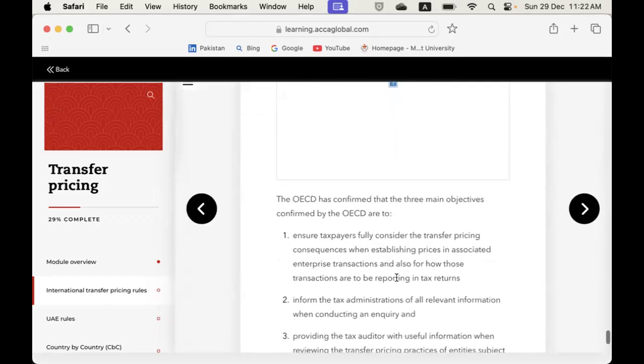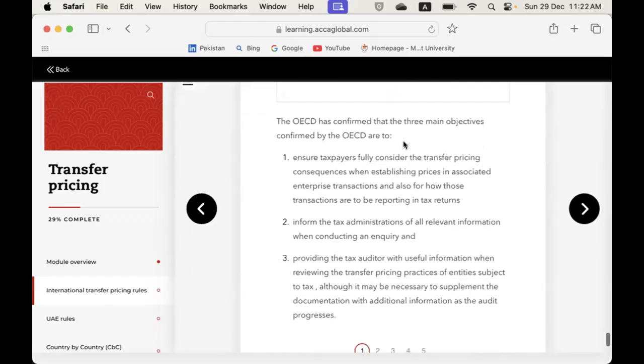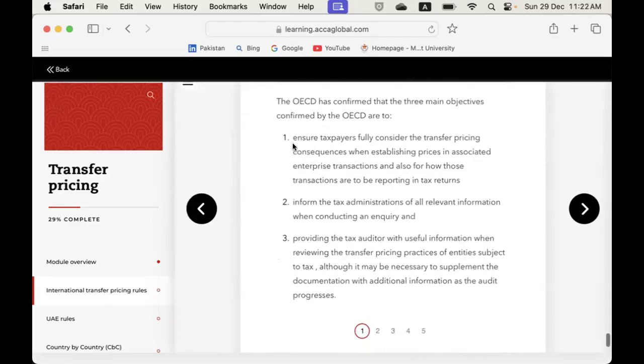Okay, OECD has confirmed the three main objectives. Now, this is a policy level objective: ensure taxpayers fully consider the transfer pricing consequences when establishing prices in associated enterprise transactions, and also for how those transactions are to be reported in tax returns.